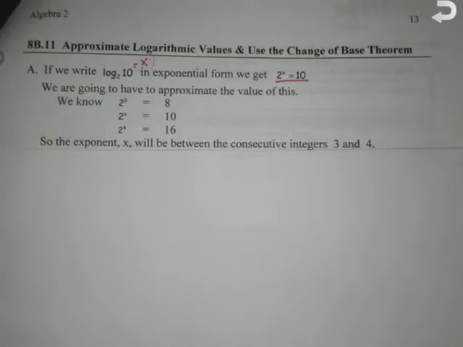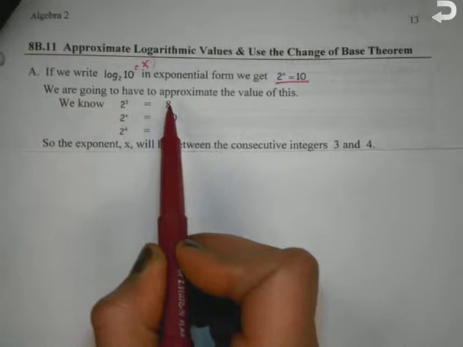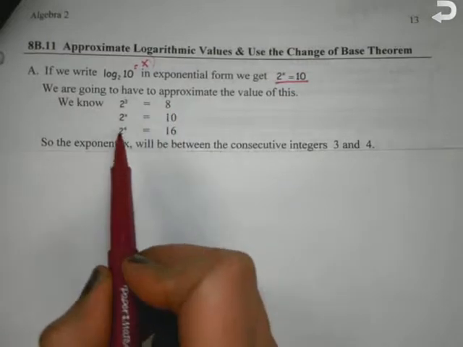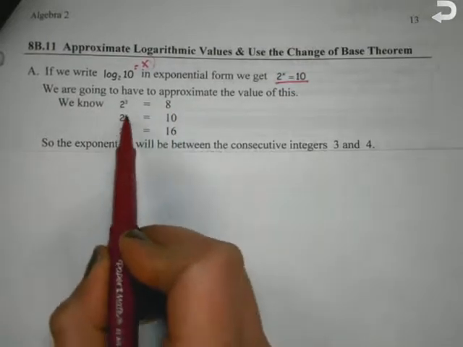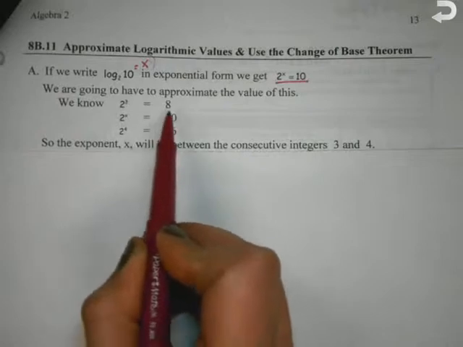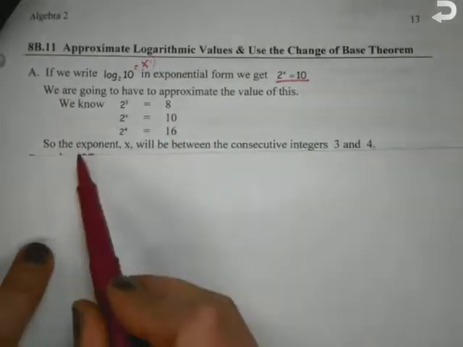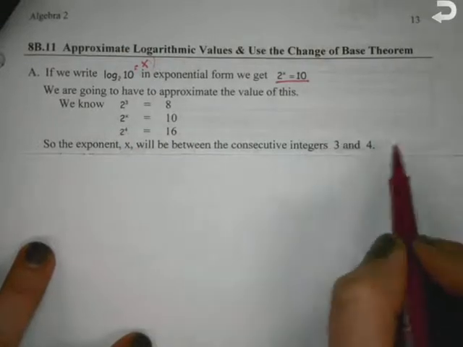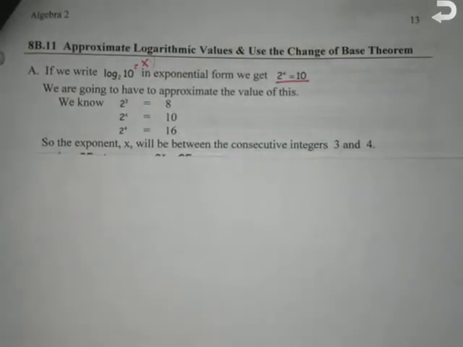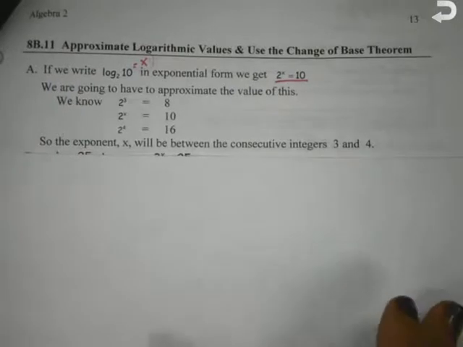Looking at this, we know that 2 to the third is equal to 8, and 2 to the fourth is equal to 16. And I want my answer 2 to the x to be 10, which falls between 8 and 16, correct? So we know that the exponent x is going to be somewhere between 3 and 4, and that's all we need to know. So that would be your answer, between 3 and 4.